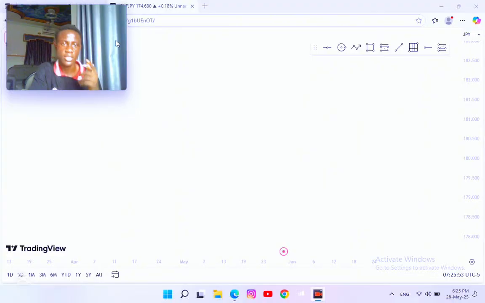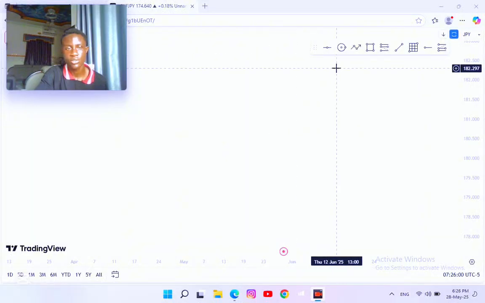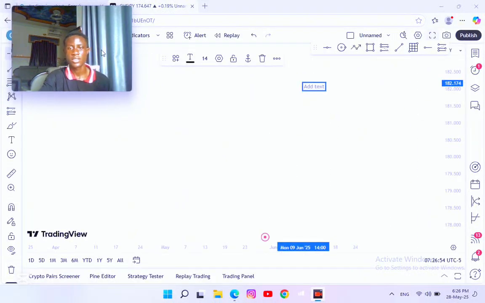So what do I use as my entry? I don't use order block as my entry, I use areas. So what are areas? Through measure. Let me show you guys an example. This is a breakdown of what I'm trying to tell you.